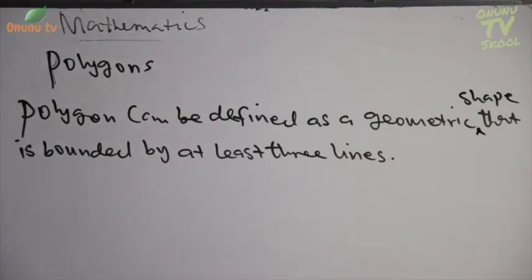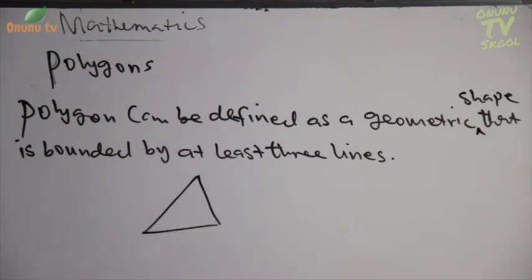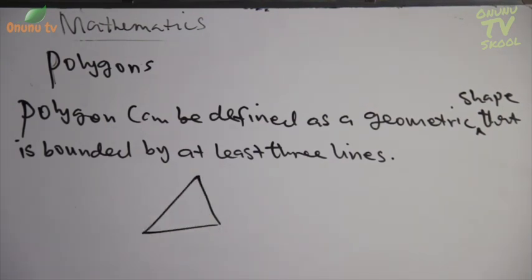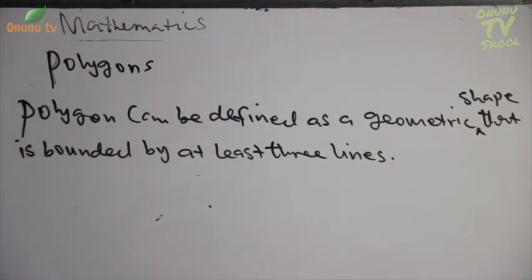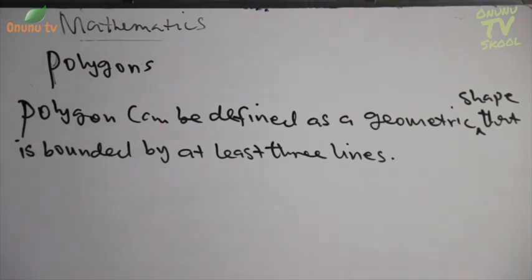Now, that tells you that a triangle is a polygon. The triangle we've been discussing is a polygon because it's bounded by 3 lines. 1, 2, 3 lines. Now, apart from triangle, which other types of polygon do we have? We still have quadrilateral, pentagon, hexagon, heptagon, octagon, nonagon and decagon. Now, that is the classification of polygon based on the number of sides they have.